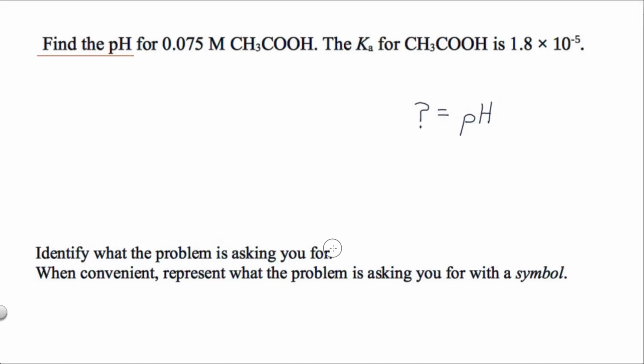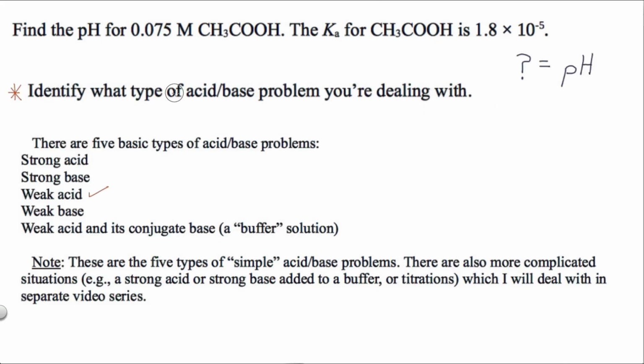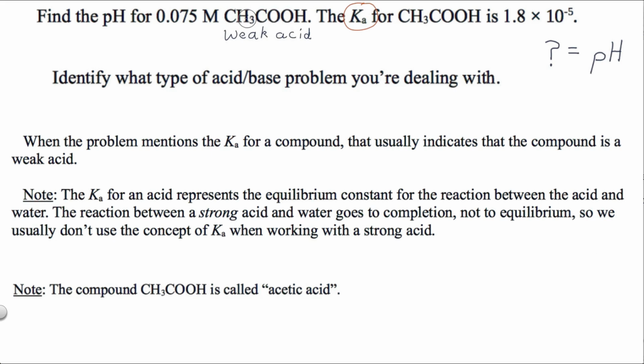Identify what the problem is asking you for. This problem is asking us for the pH. Identify what type of acid-base problem you're dealing with. This problem is a weak acid problem. How do we know that this compound is a weak acid? Well, the problem tells us the Ka for the compound. When a problem mentions the Ka for a compound, that usually indicates that the compound is a weak acid.